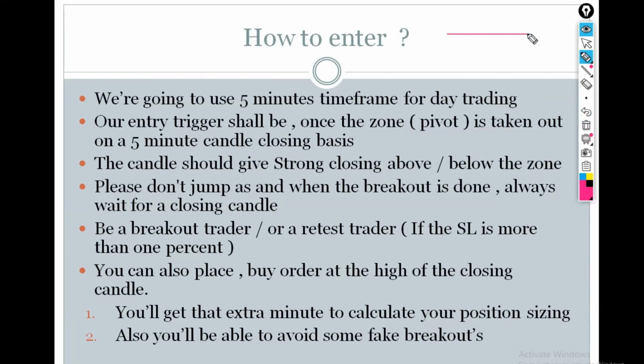For example, this is your previous day high, and let's say this is your R1. Correct? So if the previous day high is taken out, you don't enter over here. You wait for the market to break the R1 pivot as well. Only and only then you will go long. Next point is the candle should give a closing above or below the zone. Correct? It should give a closing. Don't preempt the breakout. Please don't jump as and when the breakout is done. Wait for a candle closing. So don't just jump into a trade. Wait for a candle to certainly close below the levels.